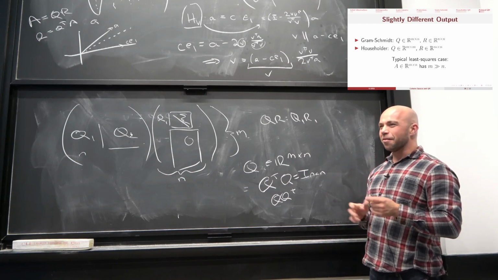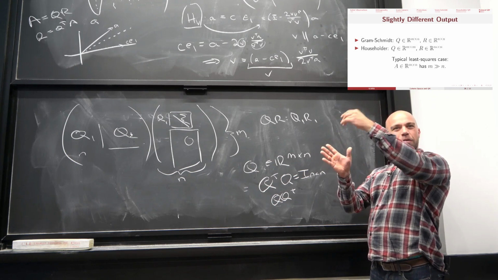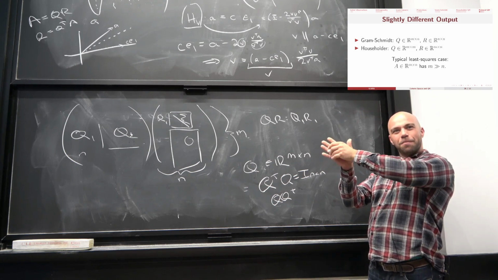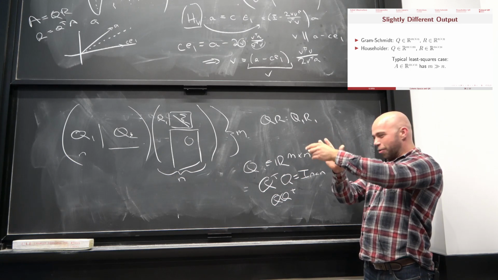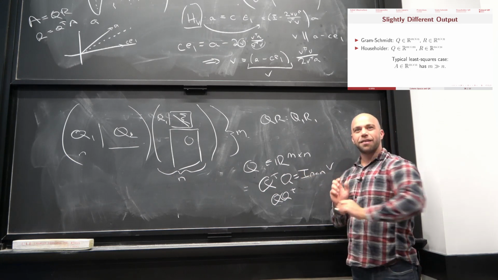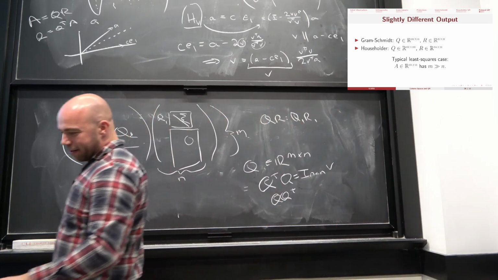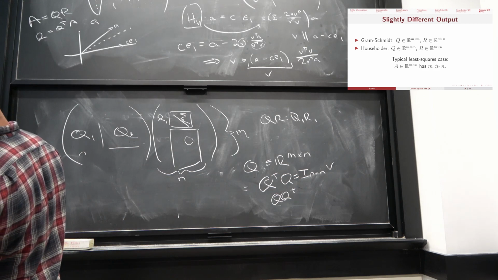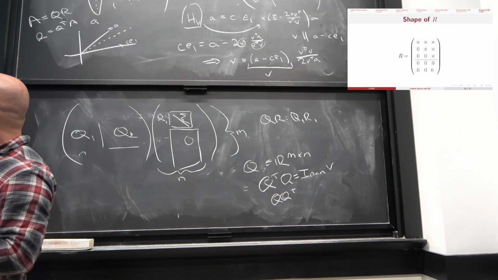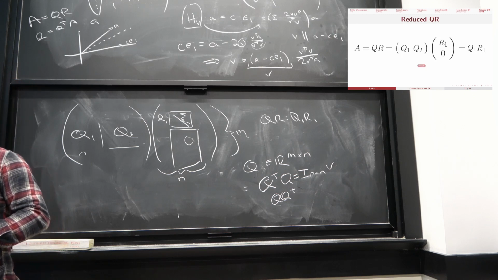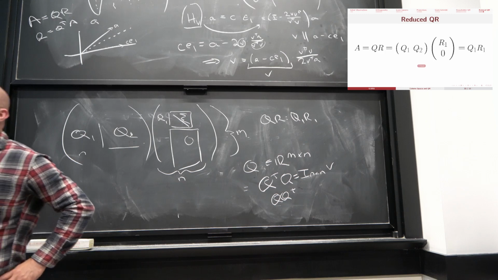So when you work with these reduced size QR factorizations, you end up, at least for the least squares problem, with a set of orthonormal vectors, but they don't span R^m. So you can only get the first expression here. Does that make sense? Cool. So anyway, that gives you the stability of Householder with the shape of Gram-Schmidt, which we want. Essentially, all we did was use this nice fact to lead to our expression. Any questions?